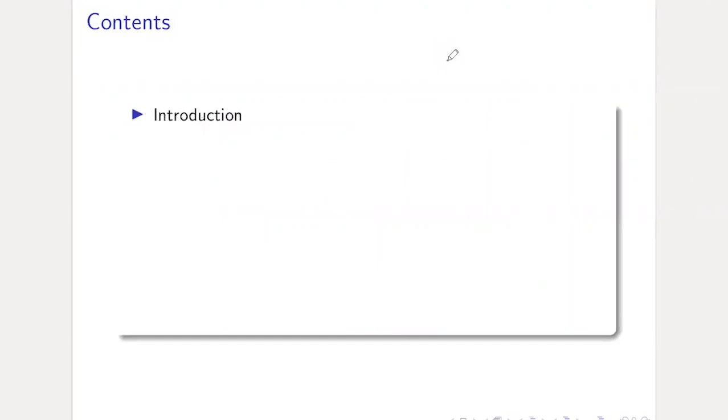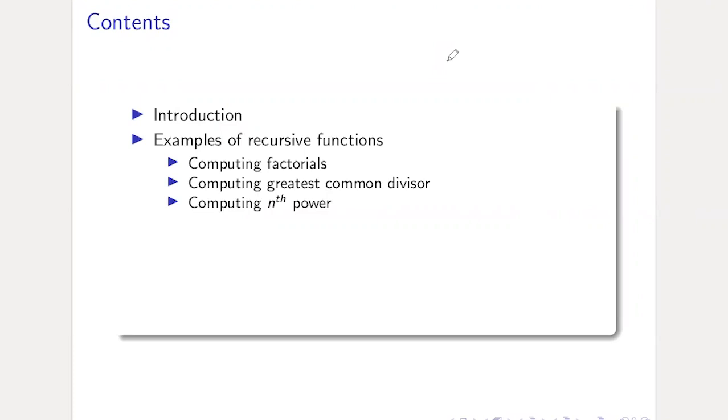The contents that I will cover is an introduction to recursion, and then we will go through several examples of recursive functions, specifically functions where you are familiar with the computation: computing factorials, computing the greatest common divisor, and computing the nth power. Then we'll discuss recursion versus iteration.